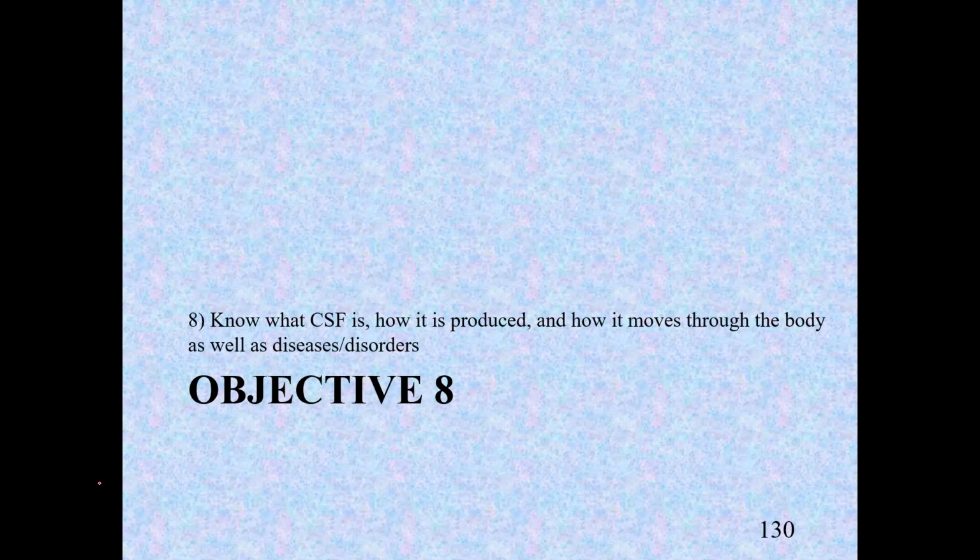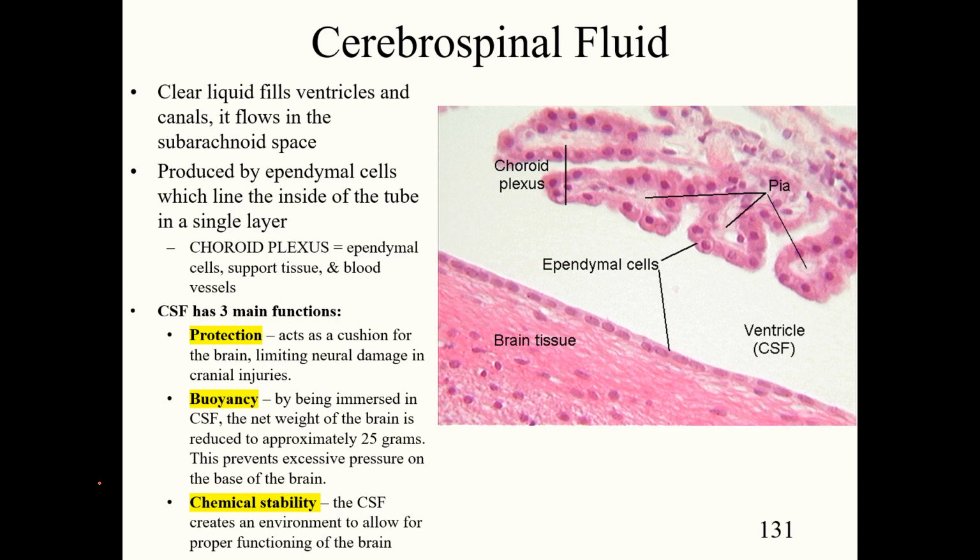This video is going to go over Chapter 13, Objective 8, where we talk about how cerebral spinal fluid is produced within those ventricles. Not exactly too much in detail, but we are going to mention production, how it moves through the body, as well as some diseases and disorders.